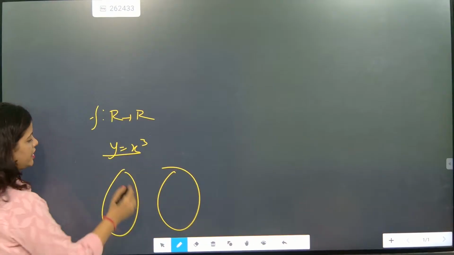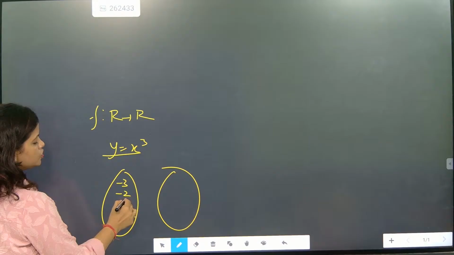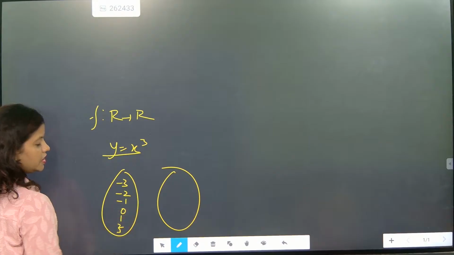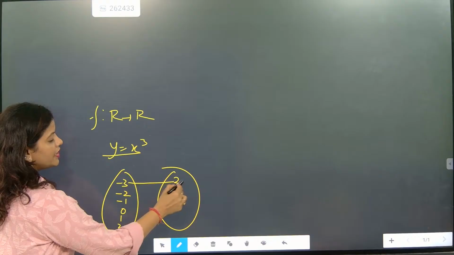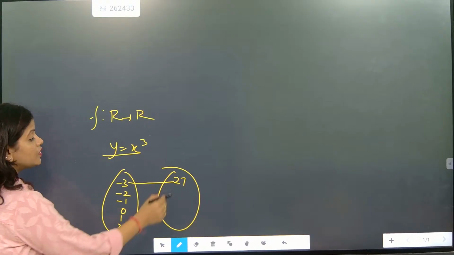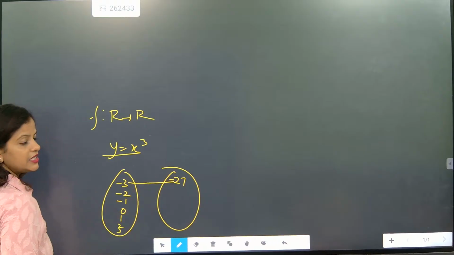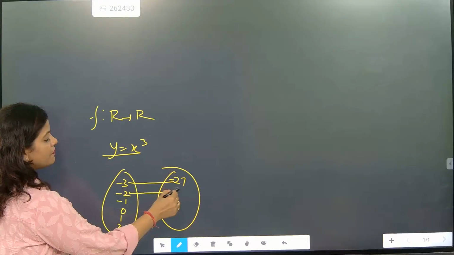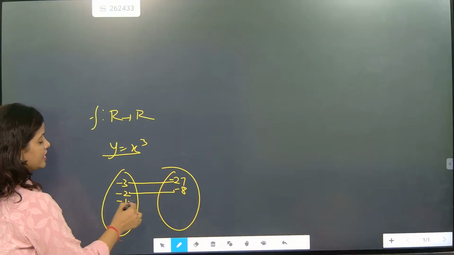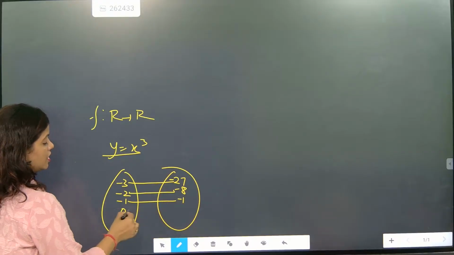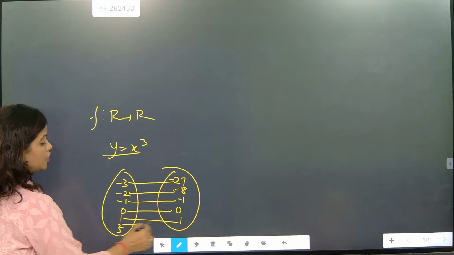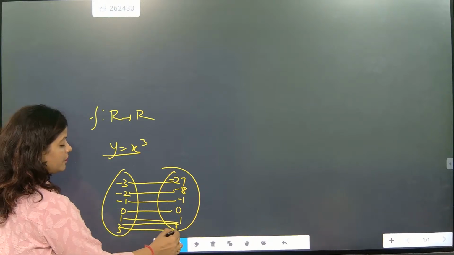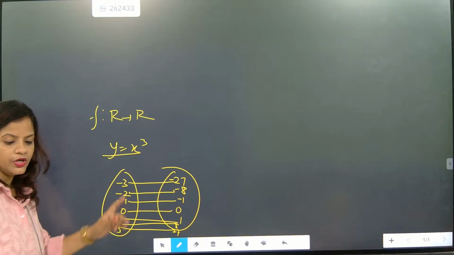Minus 3, minus 2, minus 1, 0, 1, 2, 3. Understood? Same here, minus 3 cube will become minus 27. Minus 2 will become minus 8. Minus 1 will become minus 1. 0 will become 0. 1 will become 1. 2 will become 8 and 3 will become 27. But beta, did you notice one thing?